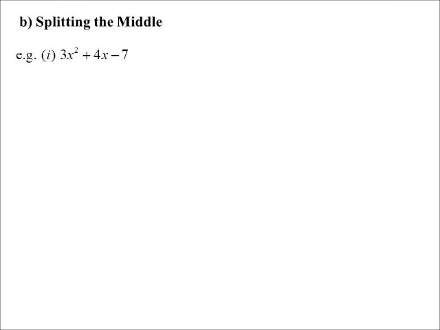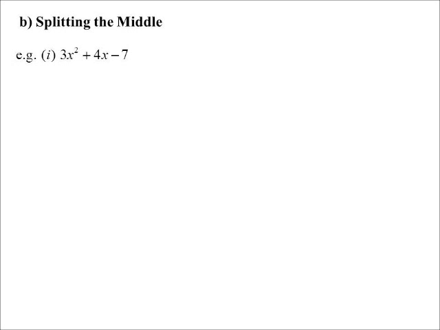Now, that's great. Every one of those are what we call monic, where the coefficient of the x squared was 1. What happens when they're not? There's lots of different ways of doing this that I've seen. I like this idea of splitting the middle, because it keeps the idea of what multiplies together to give a number, what adds together to give a number. So it's still that same sort of idea. But we just got to do something very clever.